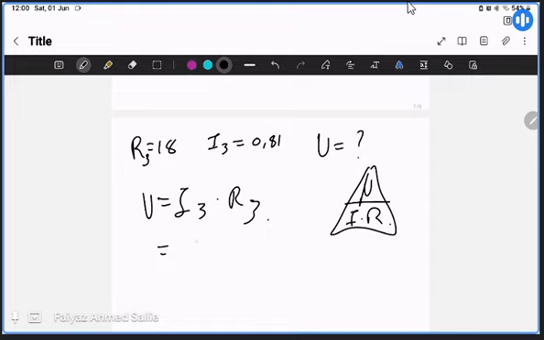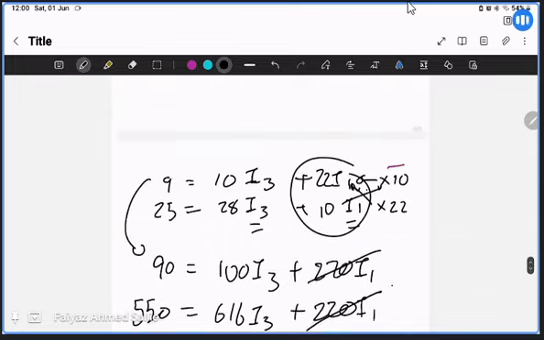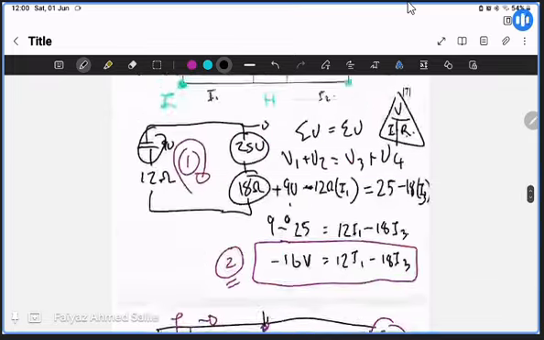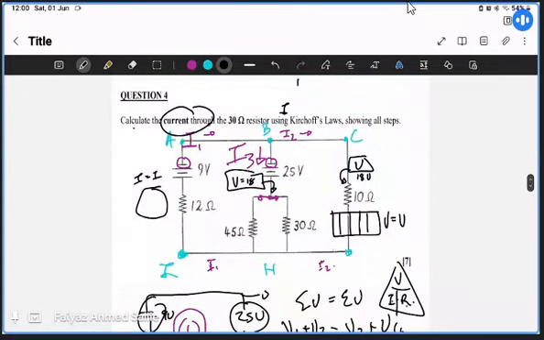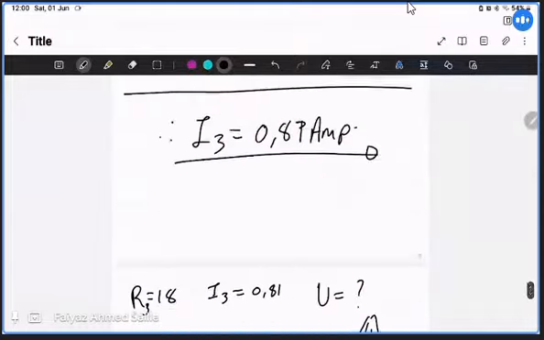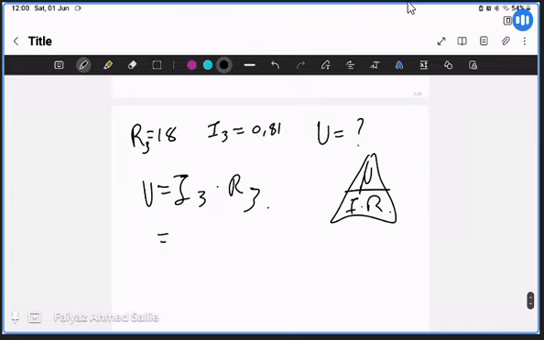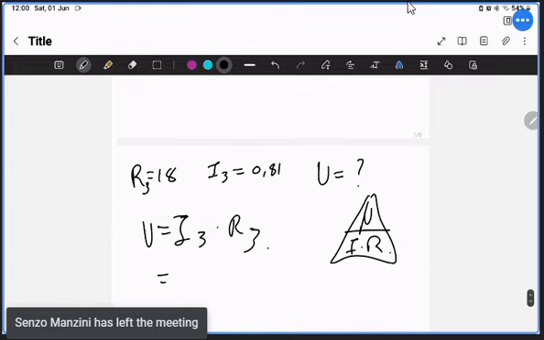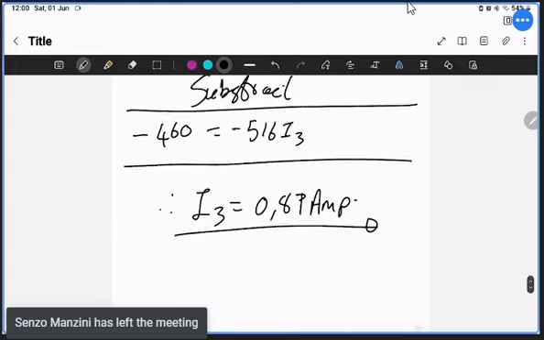And we're going to get, oh wait, sorry, I made a mistake here. Yeah, this is correct, but this is not correct because we have a voltage here as well. So we have to just double check that, and we're going to get over here 0.82.